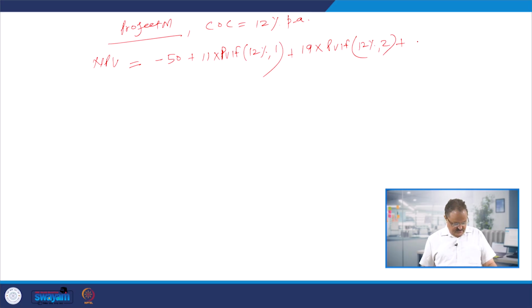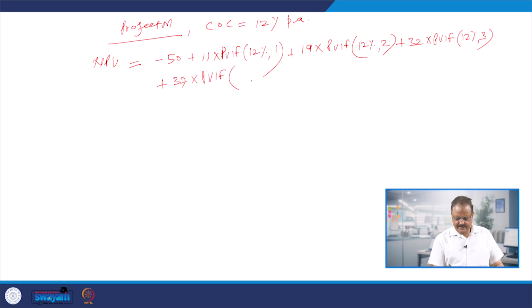Then the next cash flow given to us is 32 multiplied by PVIF, again at 12%, and the year is going to be 3. Then the last figure given to us for the cash flow is 37. So we take this 37 into PVIF at 12% for year 4.